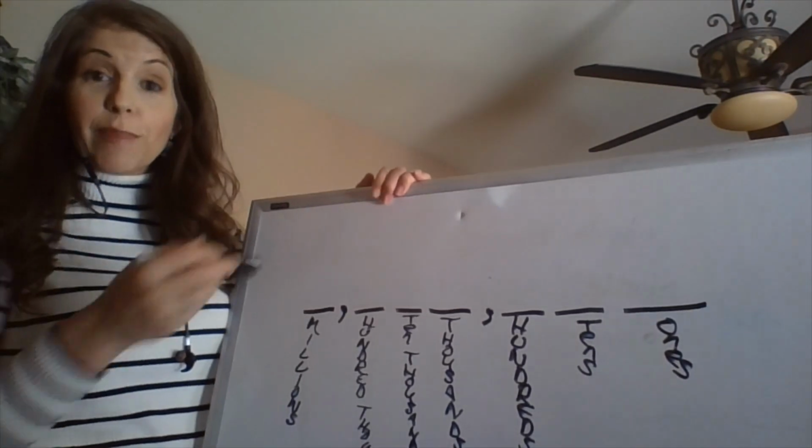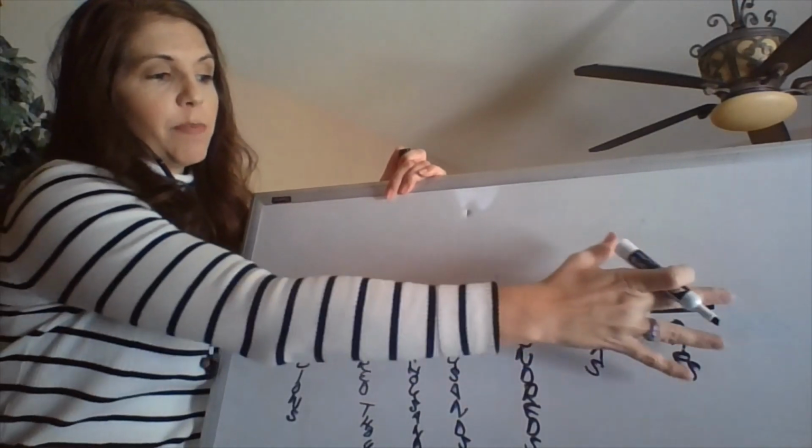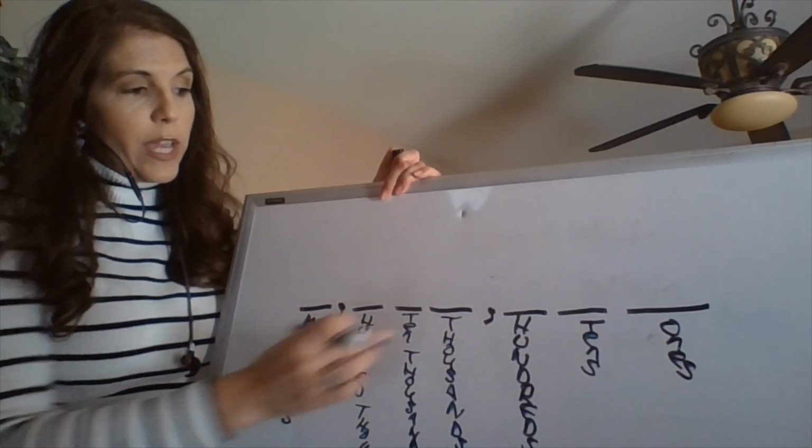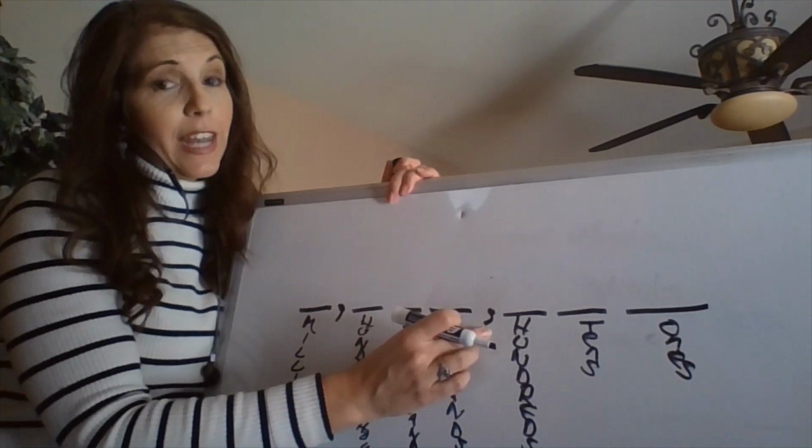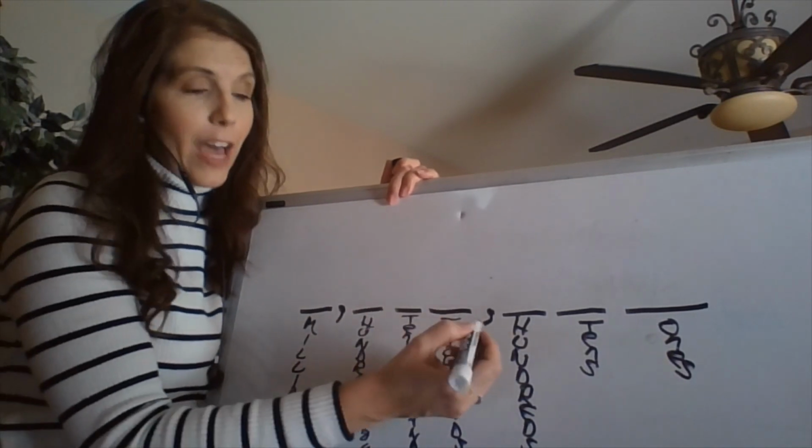Okay, so now let's think about what just happened. When we expanded our place values, we had our first comma right here, which we said has a name. And this comma's name was 1,000.